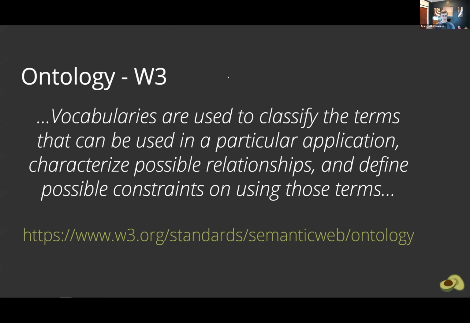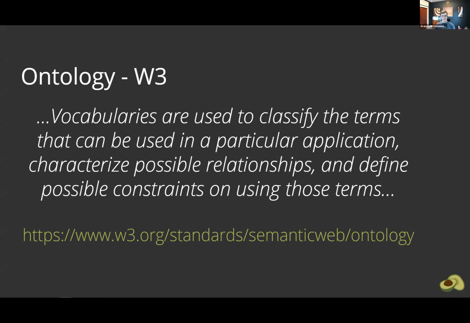Okay, and now we're on to the ontology section. This is another thing that you're going to find a lot of definitions on for what is an ontology, what makes up an ontology, and I think I've got at least 2 definitions here for it. First, vocabularies are used to classify the terms that can be used in a particular application, characterize possible relationships, and define possible constraints on using those terms. This is directly from W3. They refer to it almost exclusively as a vocabulary on this page regarding their ontology.